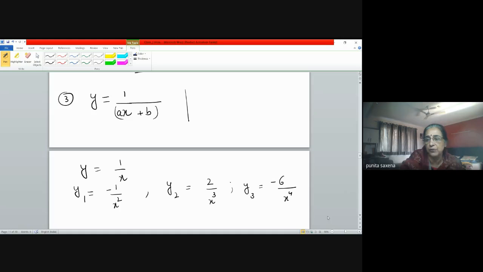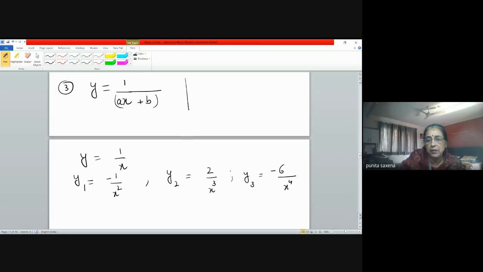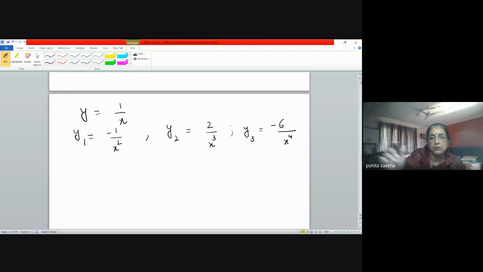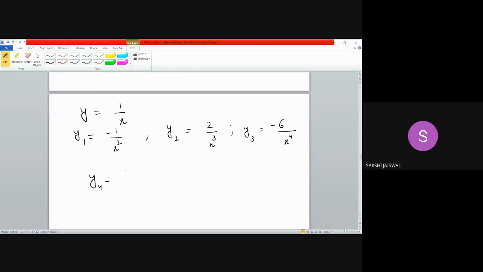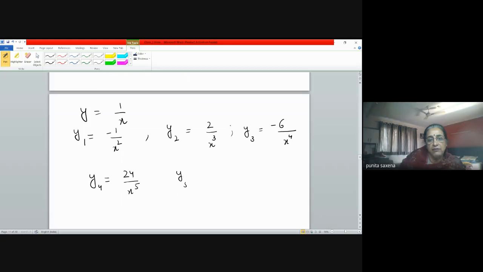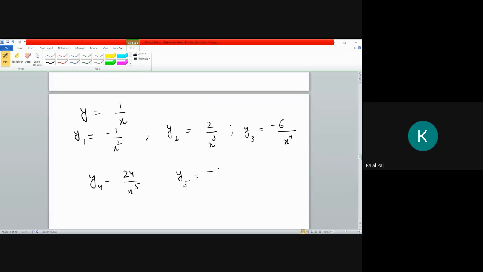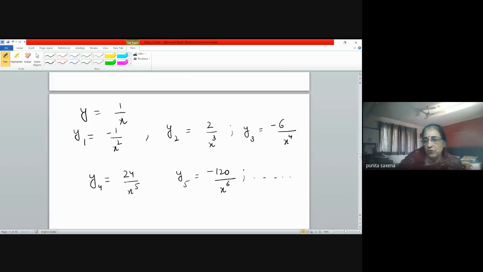Let us write one or two more, then we will generalize. y4 is 24 by x to the power 5. y5 is -120 upon x to the power 6, and so on and so forth.